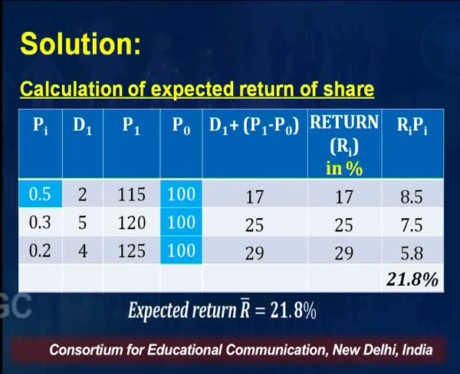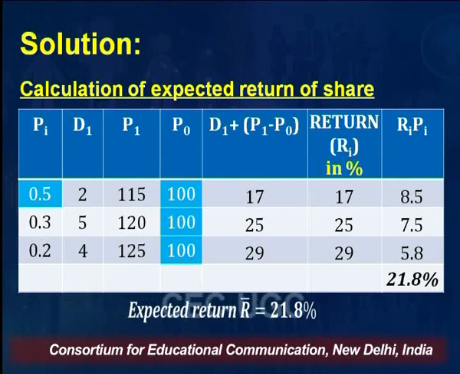And what is your percentage return? Because the initial investment is 100 rupees, 17 rupees is the total return expected, with 50% probability. So 17 divided by 100 comes to 17%. Similarly, with 30% probability, 5 rupees dividend and 120 rupees price at the end of the year, the total gain is 25 rupees. 25 rupees return on 100 rupees investment, so 25%. Similarly, you can calculate for the third probability, that is 20% probability, 4 rupees dividend and the share price is 125. So total gain is 29, so the return comes to 29%, right?